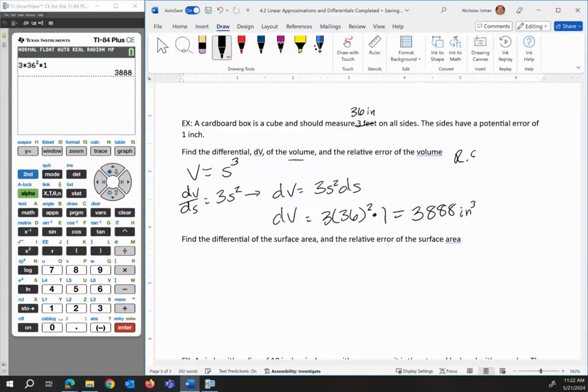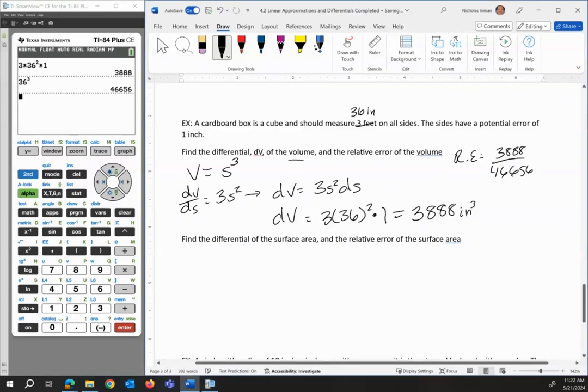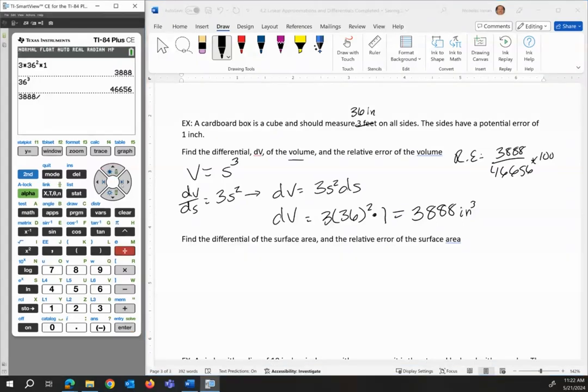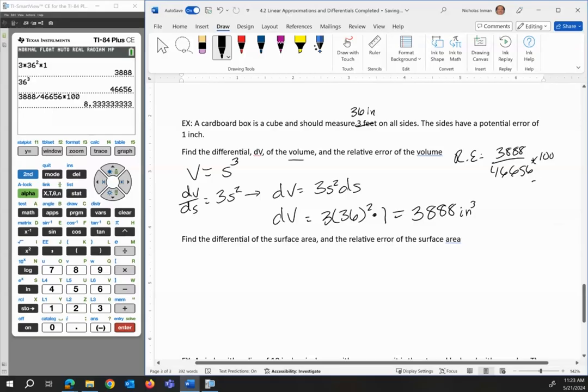So our relative error, you take this differential, you divide by the true volume, and you times by 100. So we're potentially off by almost 4,000 cubic inches, but the true volume is in the 46,000, meaning our total error is about 8%. Okay, there we go. So find the differential of the surface area and the relative error of the surface area.